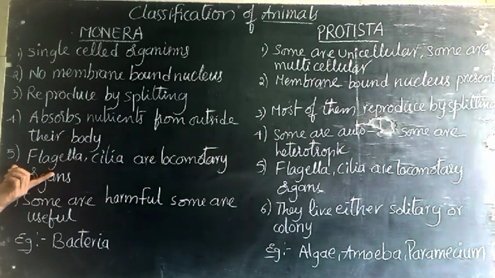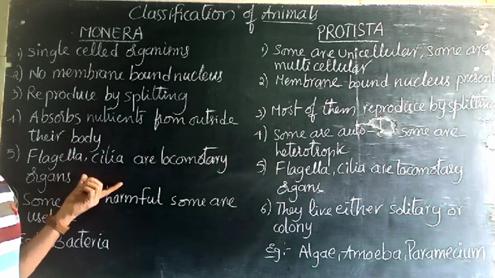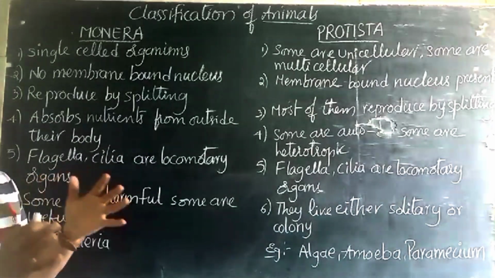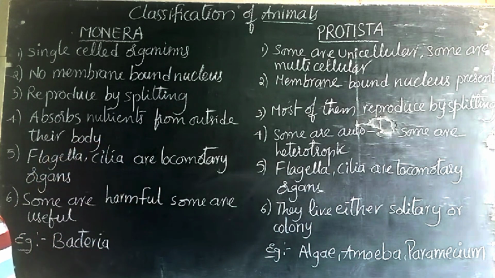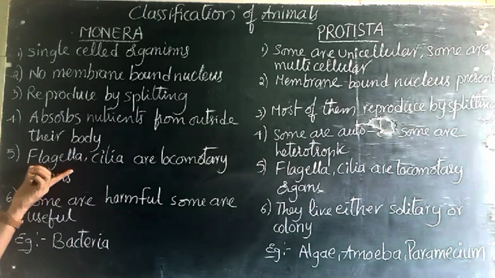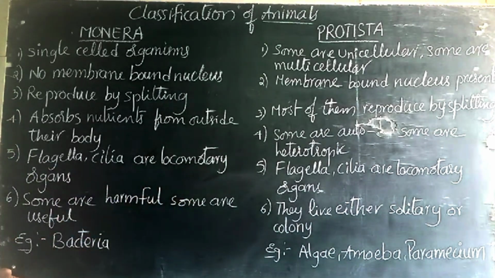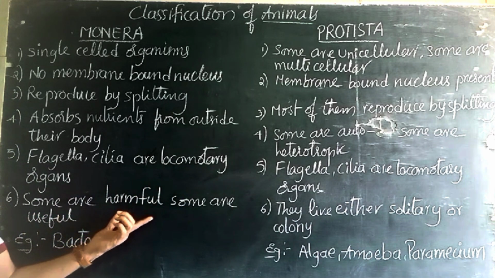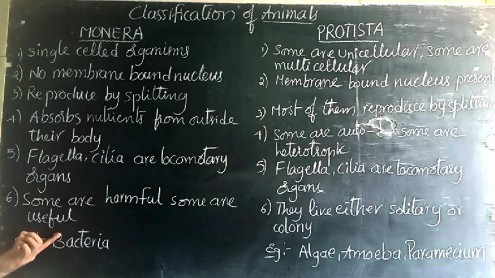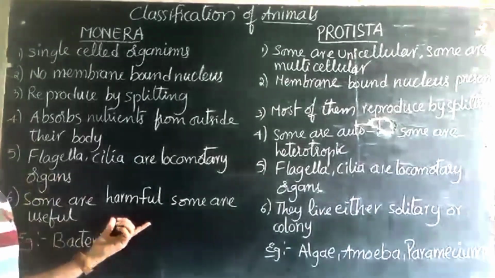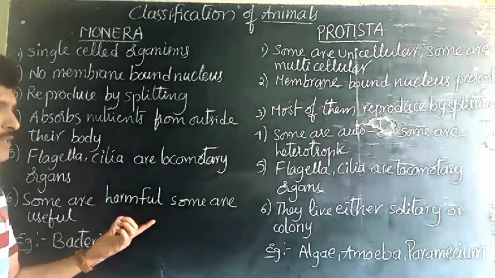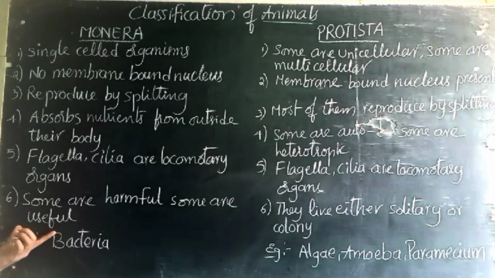And these are locomotory organisms, because these organisms are motile. These motile organisms can move from one place to another. So these organisms use some specific organs for locomotion. Flagella and cilia are the locomotory organs. Some are harmful and some are helpful or useful organisms. Some organisms are harmful to animals, plants and humans also, and some organisms are helpful or useful.